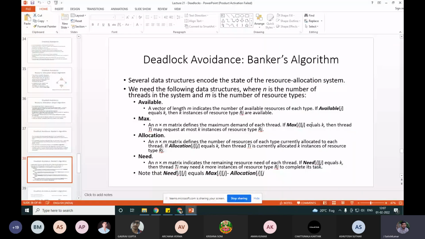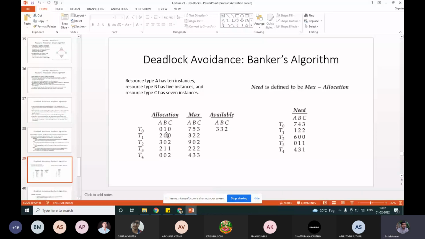But Banker's algorithm works even better. It works with multiple instances. Suppose you have say 5 threads, the allocation matrix, and the maximum matrix, the maximum required resources. The need you can calculate as max minus allocation. Now these are the available resources. You don't allocate these resources to T0 because T0 needs 7 of type A, but we have only 3. You cannot allocate any resources where the need is not met by the available.